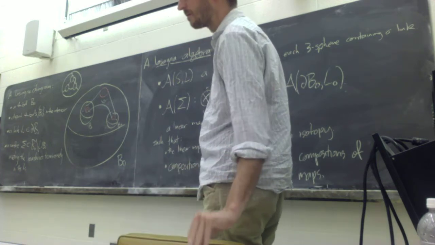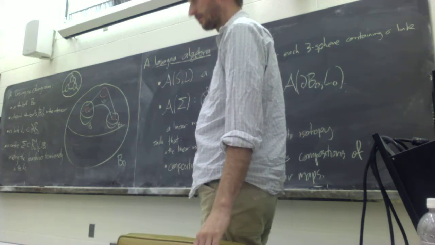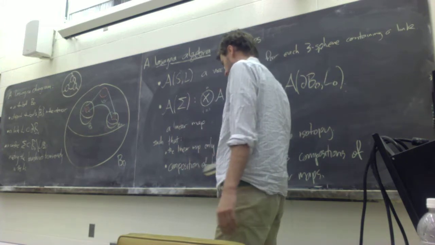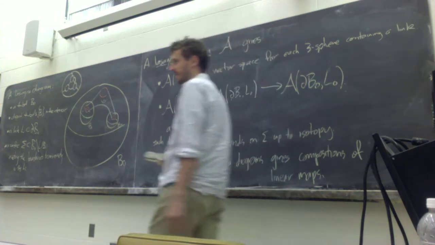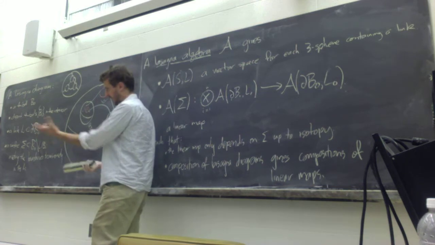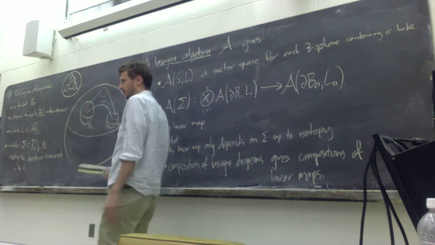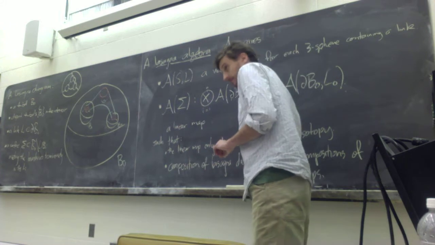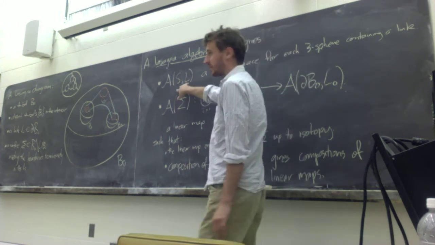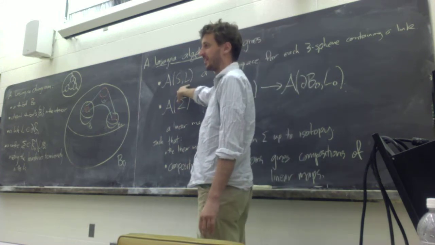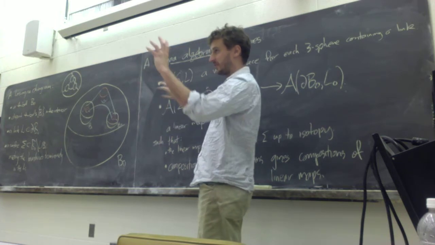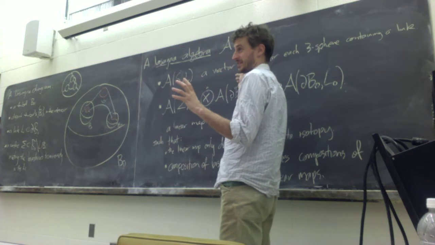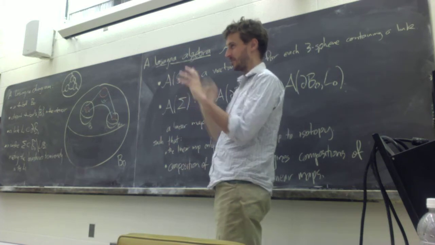So you just simply don't have the links. These compositions are only defined if the links match up on the nose. If you have some fixed sphere and you've got some link and you move it around slightly, I'm happy if you give me different vector spaces for all of those different motions of the link.